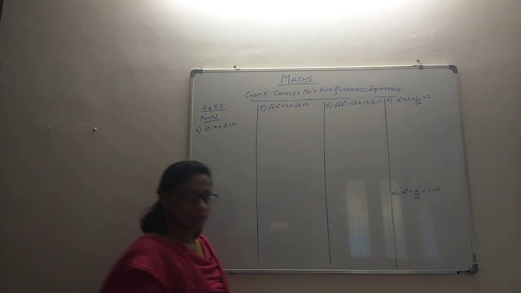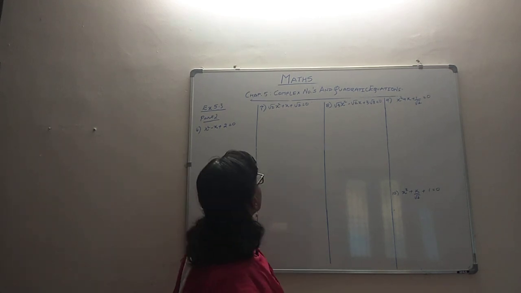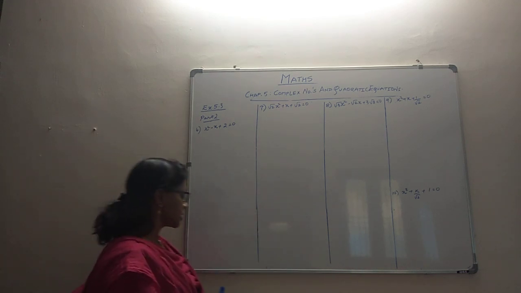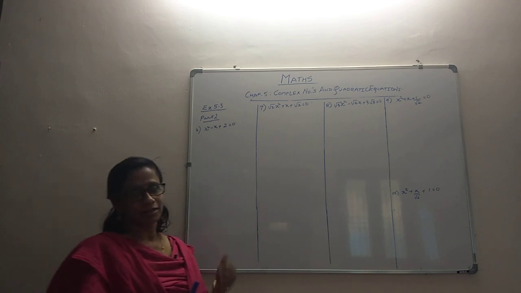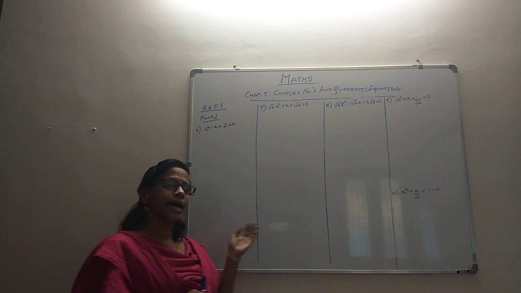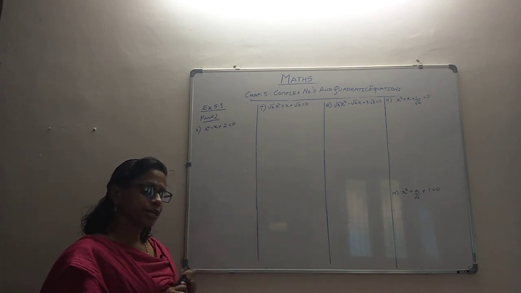Hello folks, we come to exercise 5.3 part 2. We start with the sixth question. Let's see what it says. We were solving for the values of x by using our quadratic formula which we had studied in the 10th standard, and we were trying to find the roots. We continue with that process.